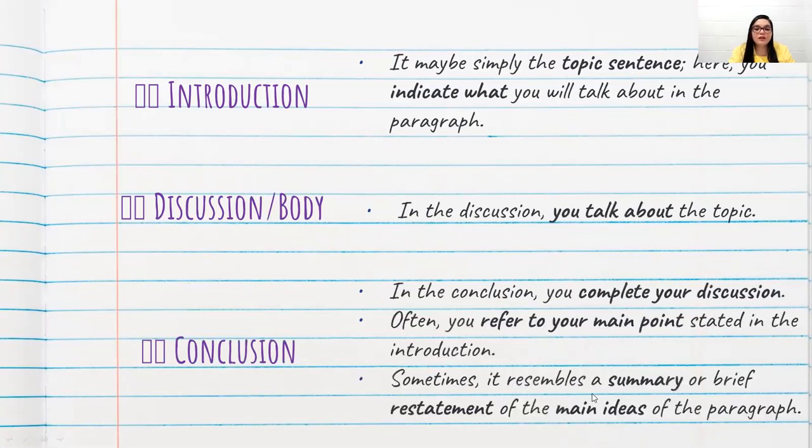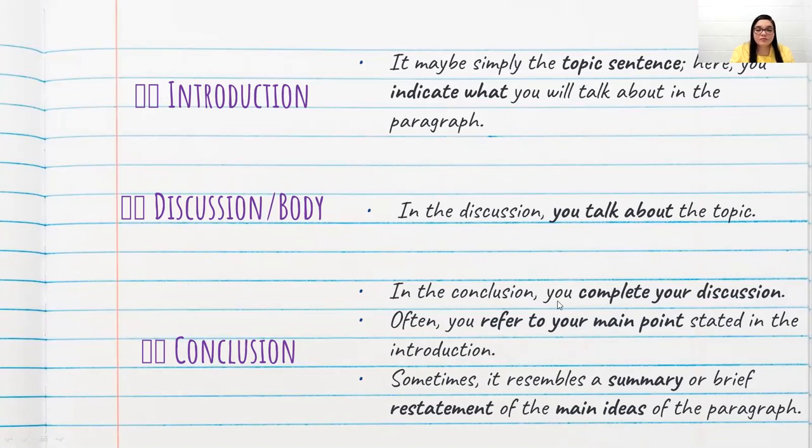Now, in the introduction, you're talking about the topic sentence of your paragraph. Here you indicate what you will talk about in the paragraph without saying, I'm going to talk about this, okay? That's not an effective way to start a paragraph. Second, your body or discussion. In the discussion, you talk about the topic. You develop your topic sentence.